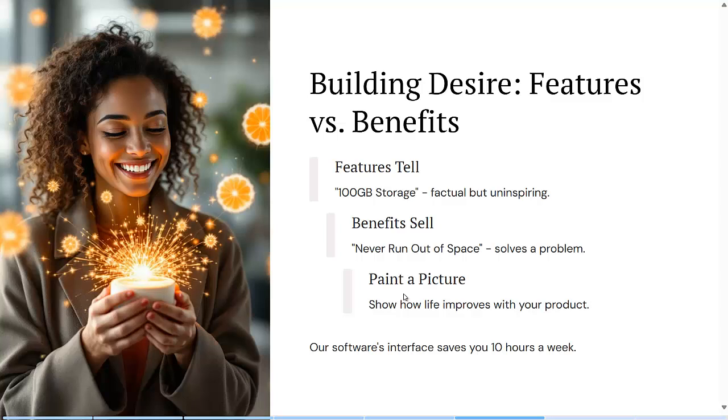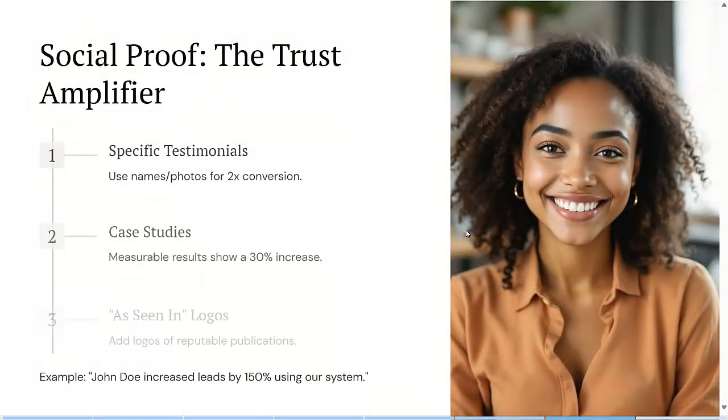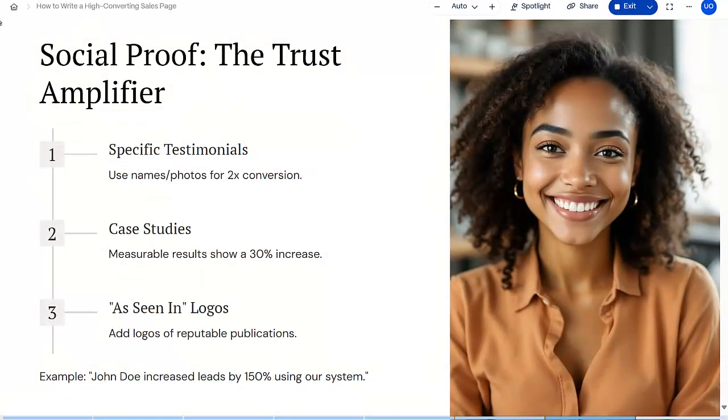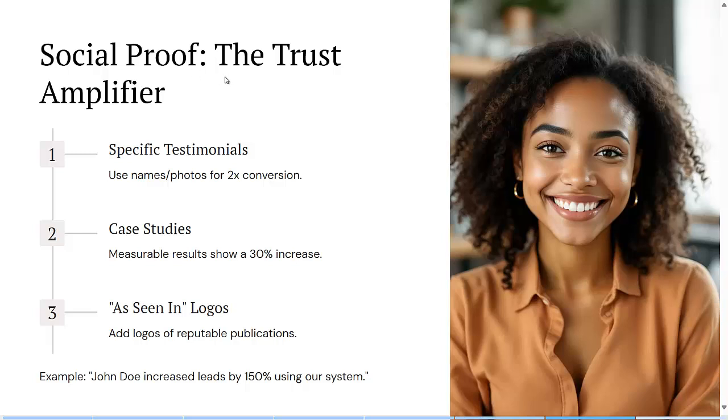You understand? You can also say something like, our software interface saves you 10 hours a week. This is just like sending a promise over there. So let's also look at the social proof amplifier. Now, social proof is like a trust amplifier.